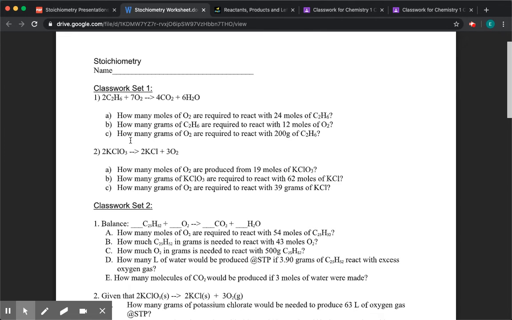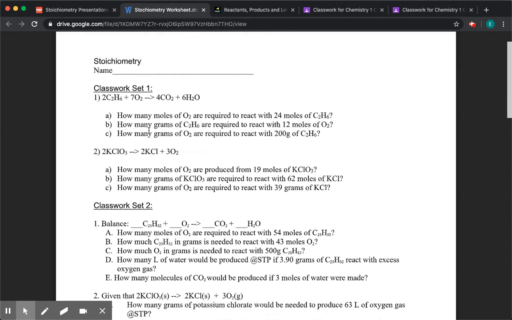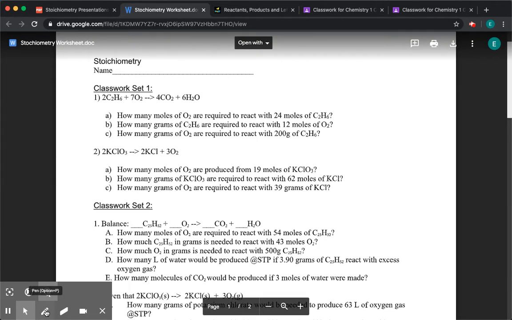So I'm going to go through C in number one. Okay. Pay attention to the wording. In A, it's moles and moles, right? But in B and C, it's grams and moles. Okay.